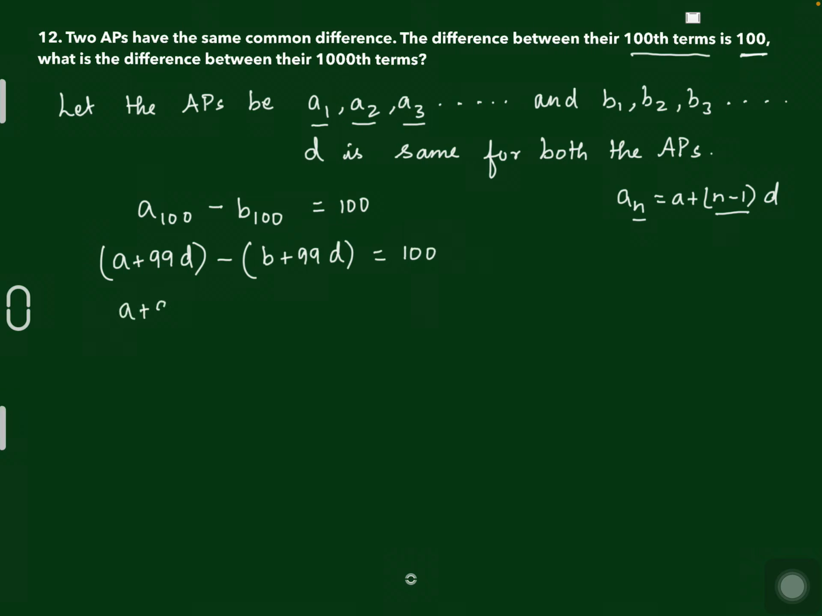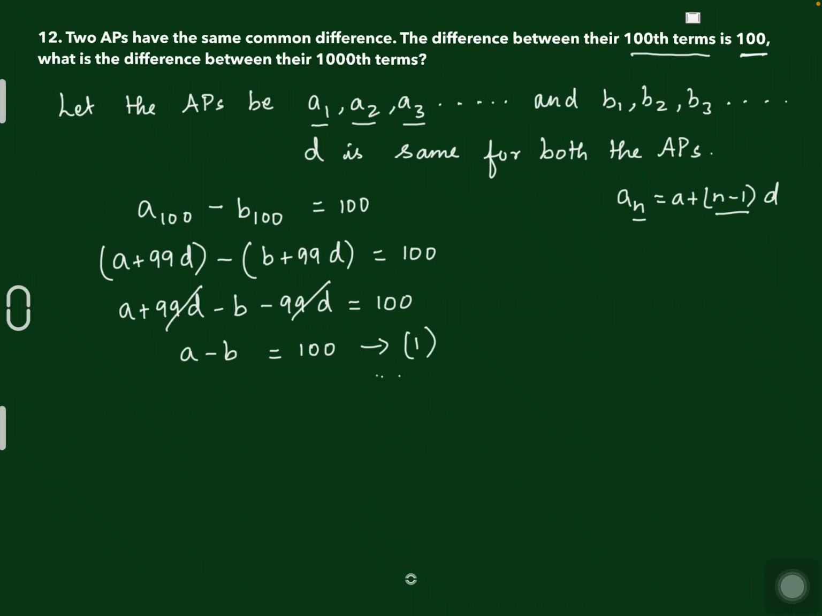So it is a plus 99d minus b, minus, I multiply inside, so minus b minus 99d is equal to 100. Plus 99d minus 99d gets cancelled. So a minus b is equal to 100. So what is that I got? A minus b is equal to 100, which means the difference between the first terms is 100.